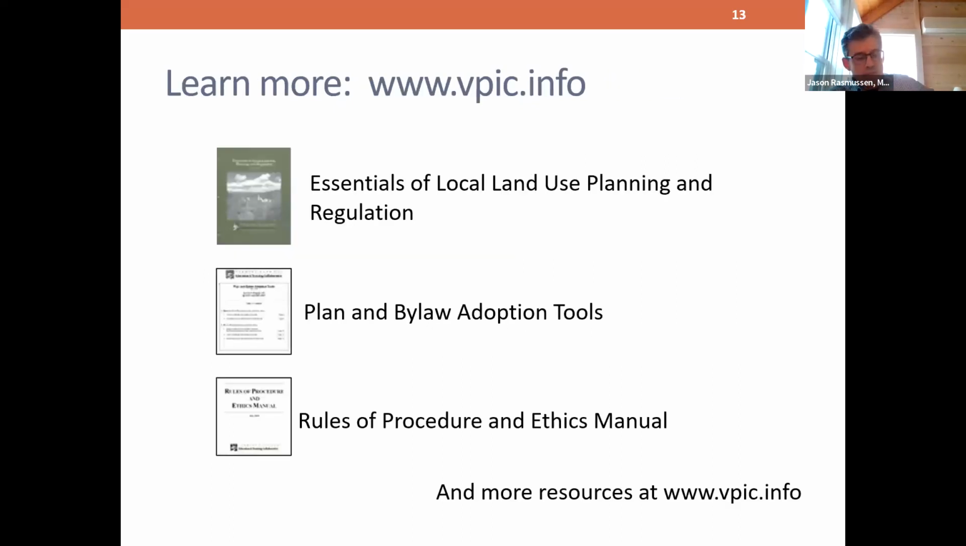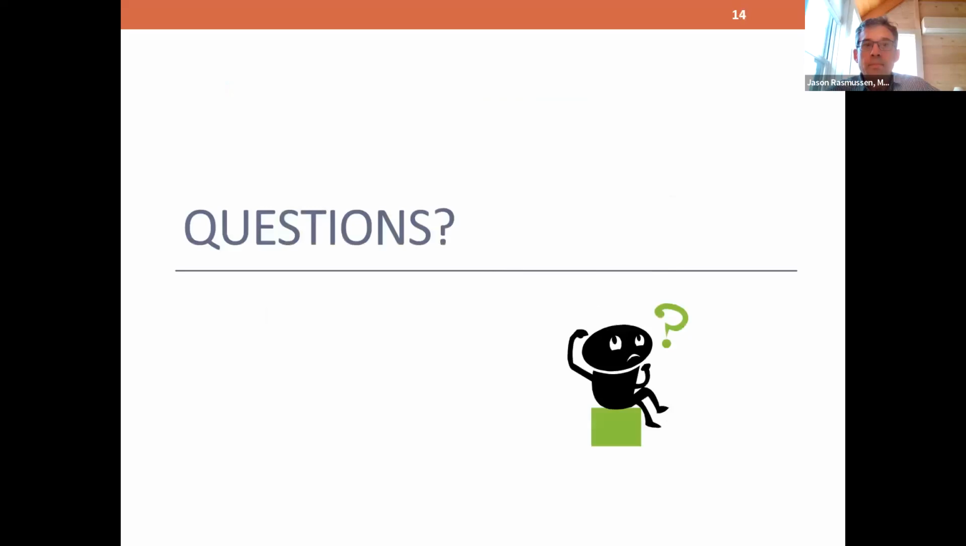So there are some resources. They're getting a little older now, but if you go to this vpic.info website, there's quite a lot of information on there. There's a zoning administrator handbook. There's this essentials guide. There's plan and bylaw adoption tools. There's model rules of procedure. There's a whole bunch of other stuff on there too. Frankly, all of it's getting a little old, but it's still mostly helpful. There is an effort to figure out how to update some of these things over time, but it takes time and money, and it's likely going to take a bunch of time to update them in a real way. I'm going to pause. Are there any questions on that at this point?